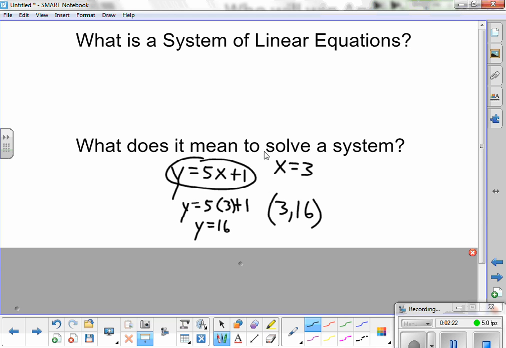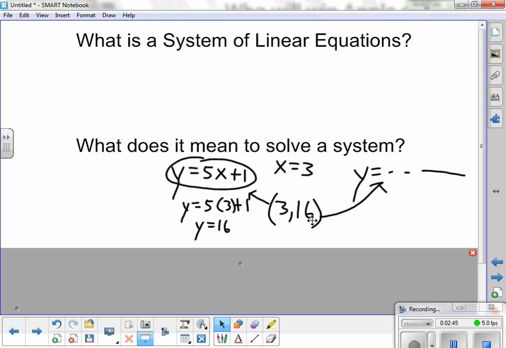So what does it mean to have a solution of a system? Two equations at the same time. Since this point works in this equation, it's considered a solution. But for it to be a solution to a system, you'll have a second equation, y equals something else, and the point should work in that equation too. In our case, a solution to the system will be one point that works in both equations.